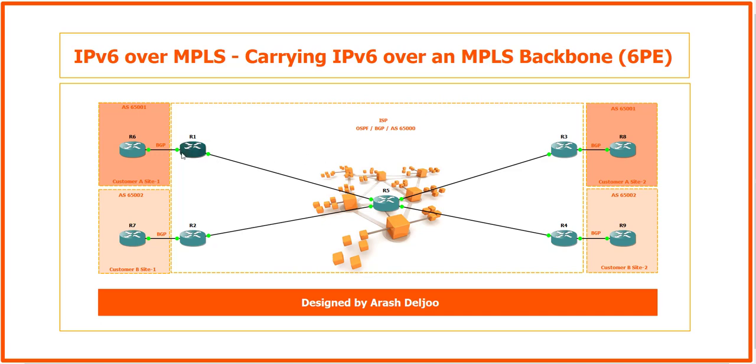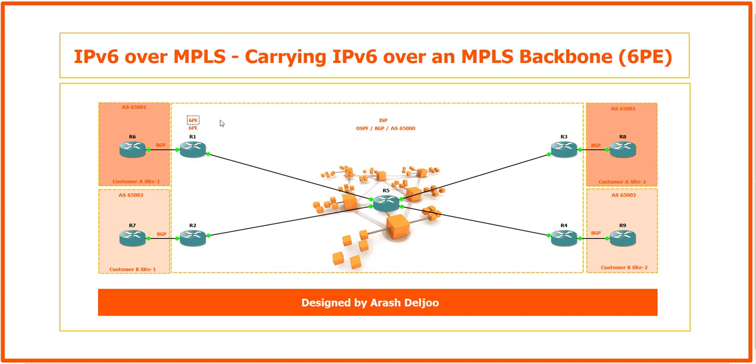For example, R1, as you can see, is one of the PE routers. This PE router is connected to the IPv4 network because the service provider is using only IPv4, and here it is connected to R6, and R6 and R1 communicate with each other with IPv6. This means that R1 is one of the 6PE routers. Let me write here: this is the 6PE router. A 6PE router is a dual stack router. This is the first 6PE, for example.